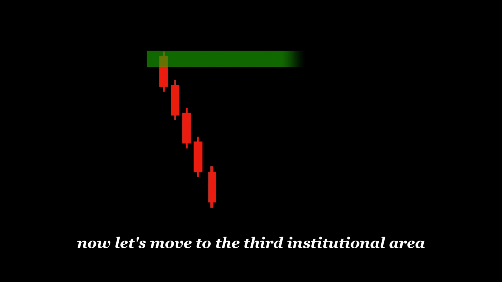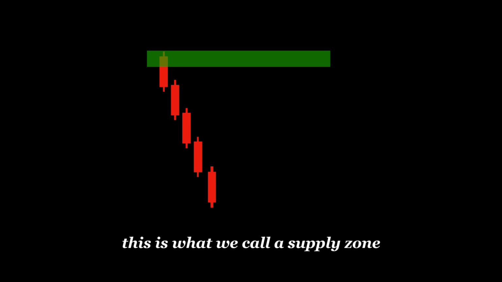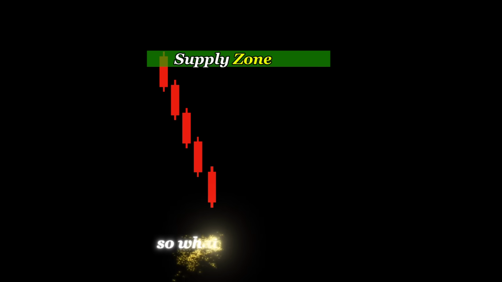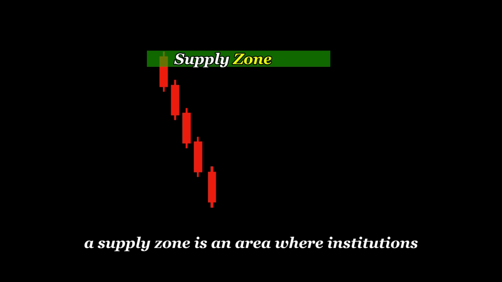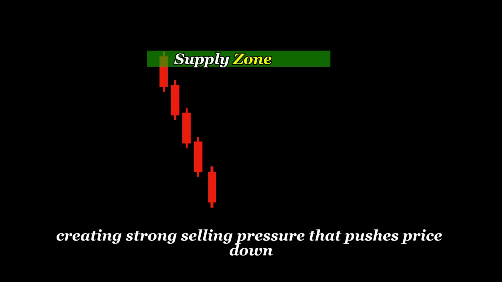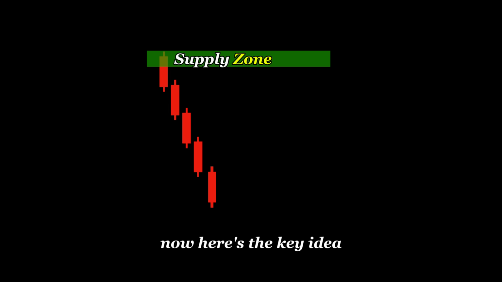Now let's move to the third institutional area. This is what we call a supply zone. So what is a supply zone? A supply zone is an area where institutions have previously sold the market, creating strong selling pressure that pushes price down. Now here's the key idea.